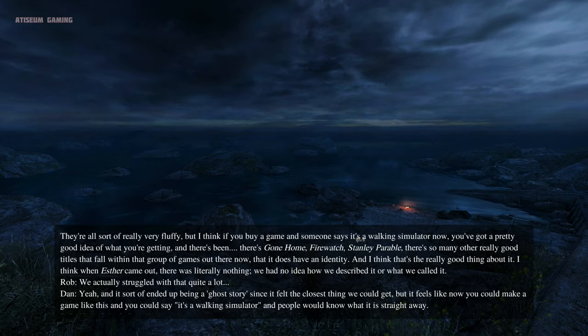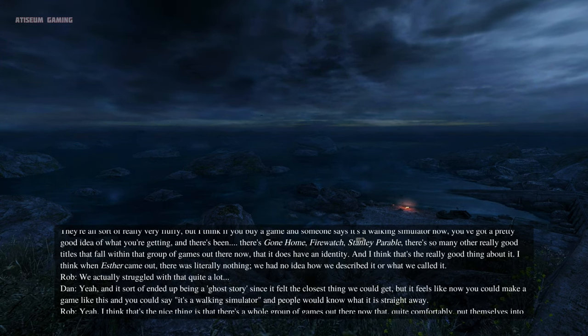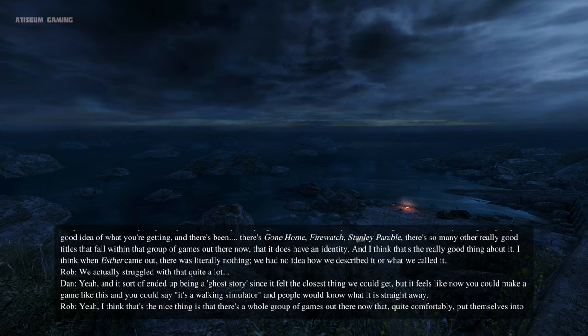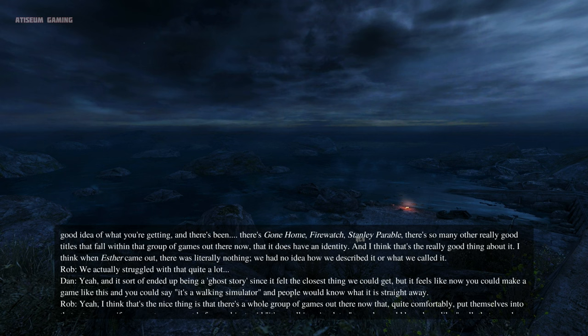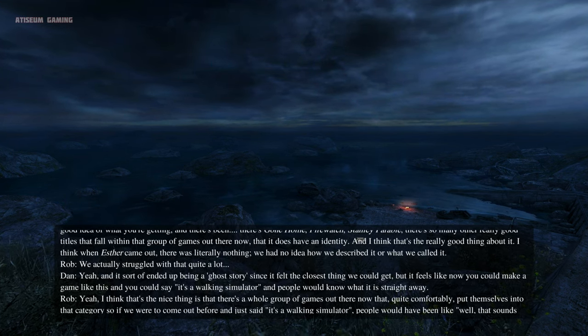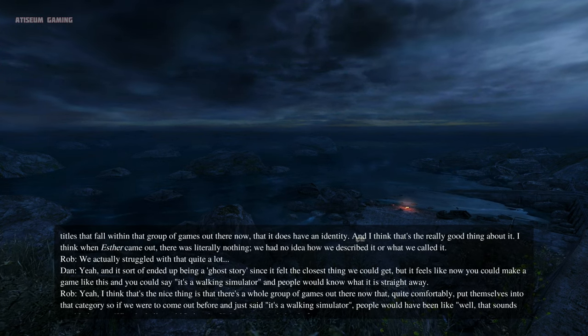When Esther came out, there was literally nothing. We had no idea how we described it or what we called it. We actually struggled with that quite a lot when it came to marketing. Yeah, and it ended up being like a ghost story, because it felt like it was the closest thing we could get. But it feels like now you can make a game like this and say it's a walking simulator, and people will know what it is straight away. Yeah, I think that's the nice thing, there's a whole group of games out there now that quite comfortably put themselves into that category.